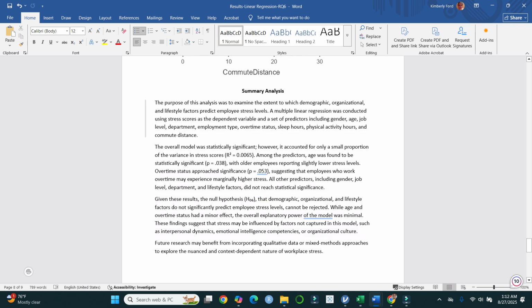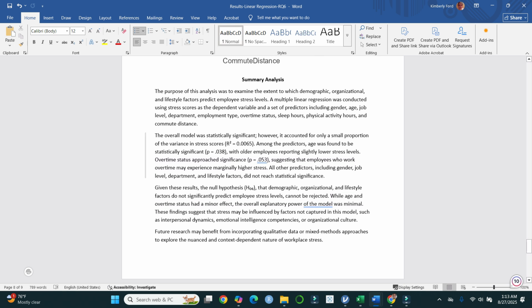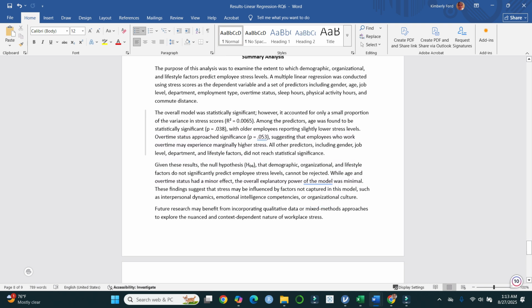I wrote it like you'd write a dissertation, because you don't always want to throw something out the window, especially if you spent the time validating your survey instrument and getting people to respond and so forth. It says that my model is statistically significant, but it only accounted for a small portion of stress scores. Age was found to be statistically significant, with older employees reporting slightly lower stress levels. And then, of course, overtime, as I showed earlier.